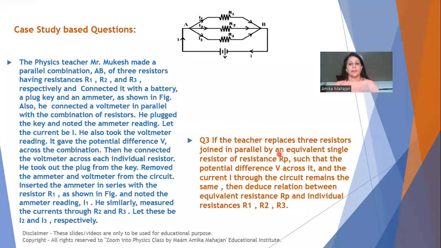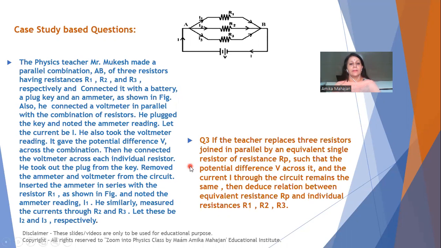Third one, if the teacher replaces the three resistors which are connected in parallel combination by an equivalent single resistor of resistance RP such that the voltage across it and the current through it remain the same, what will be the relationship between RP, R1, R2 and R3? We have to deduce this relation. हमें डिड्यूस करना है, सिर्फ रिलेशन स्टेट नहीं करना, उसको निकाल के दिखाना.